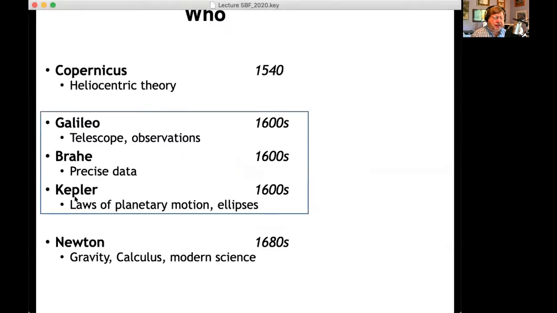Again, coming back to Galileo, we've talked about that. Galileo observed the universe with his telescope. The church wasn't real happy about that. We've got Brahe and Kepler. So today we'll talk about Brahe and Kepler. Thursday we're going to talk about Newton.